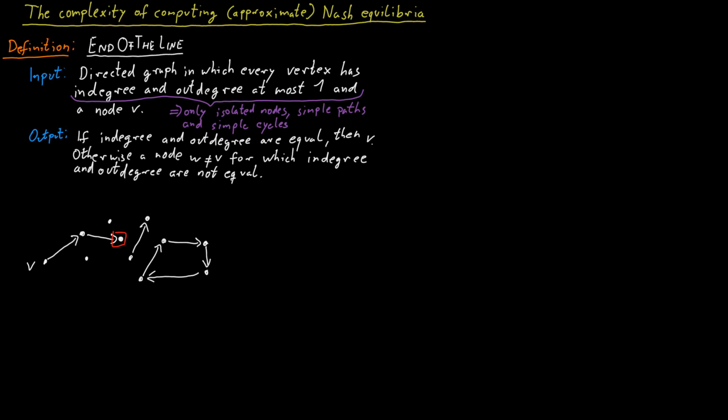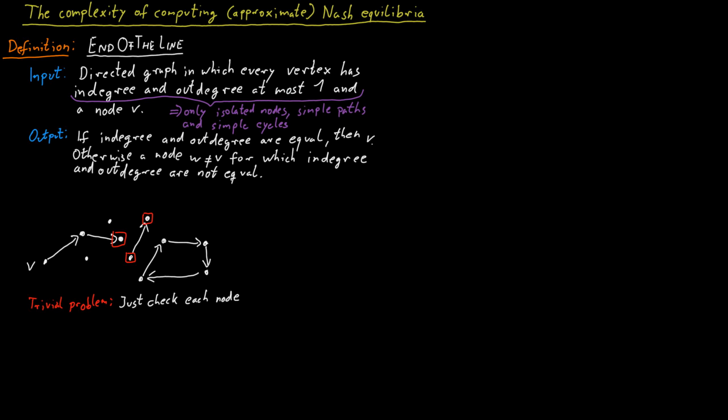Any other start or end point of a simple path would be a perfectly fine answer as well. So here we have this other path of length 1, and both the start and end point of that path would be possible outputs as well. Now, as I stated this problem, it's actually not a particularly interesting problem, because what is an easy algorithm to solve this? Well, just go through every node of the graph, check if the in-degree is equal to the out-degree, and if they're not equal, you can output that node.